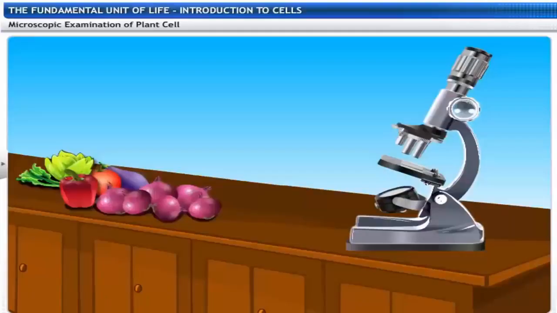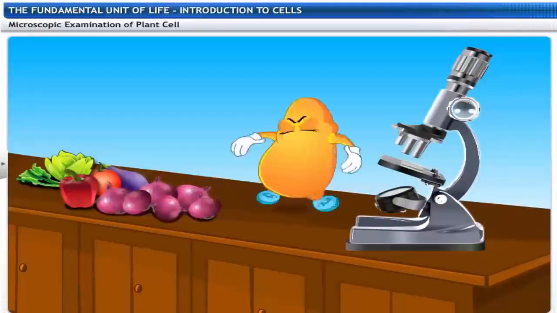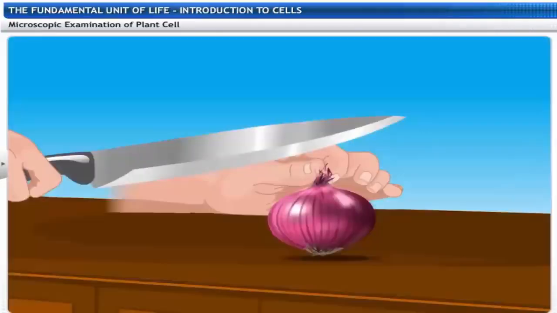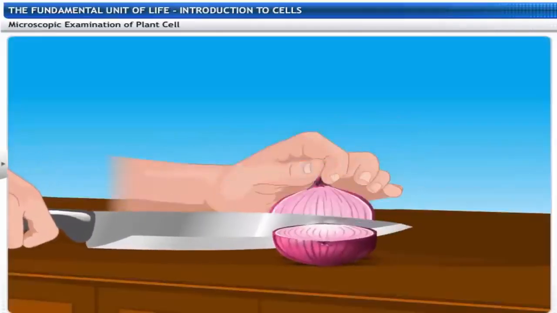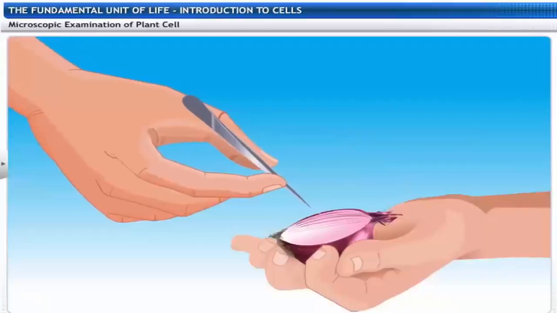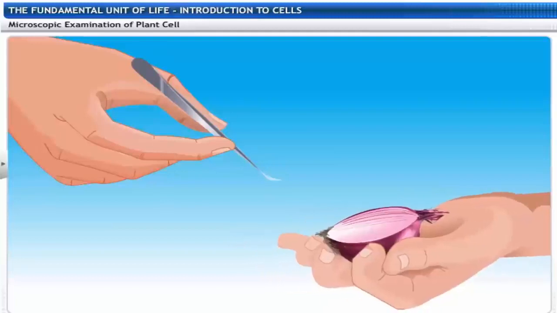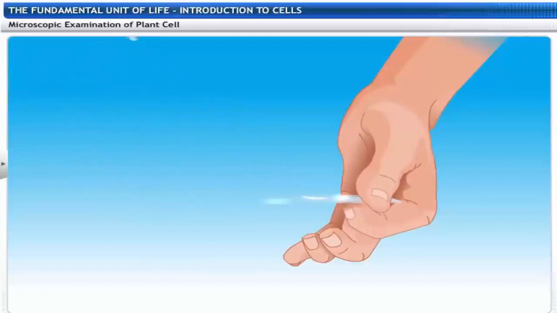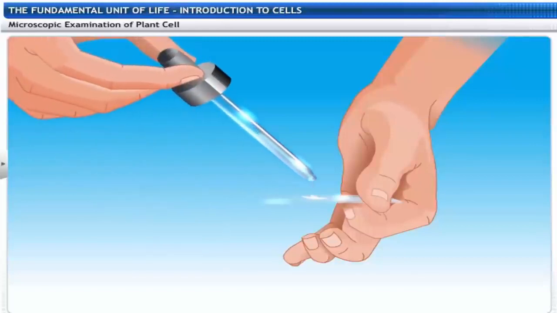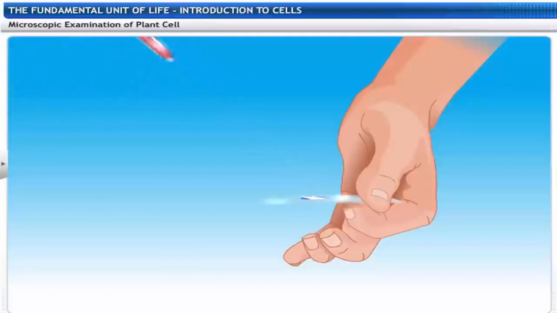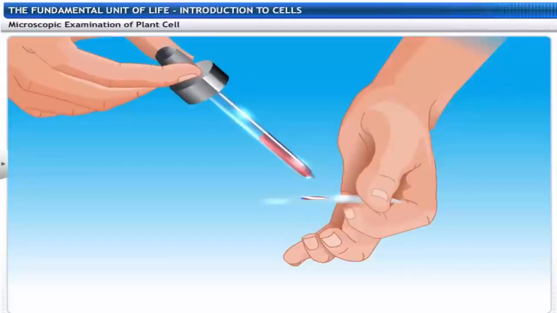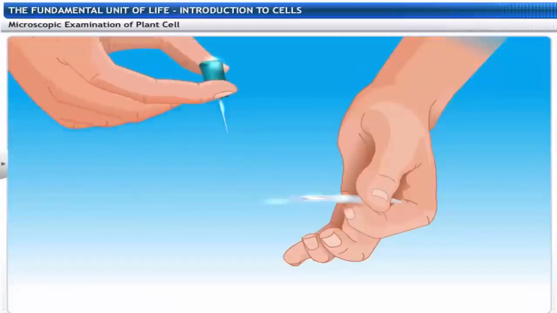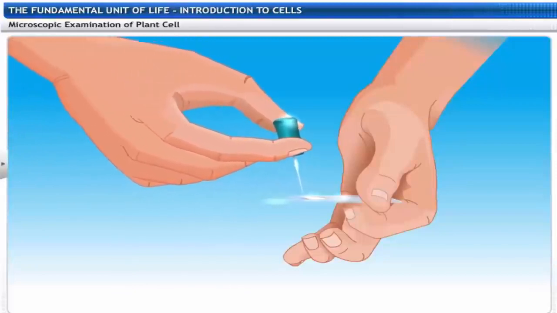Let's do a microscopic examination of a plant cell. Now, this is going to be fun. Here's an onion. We'll begin by cutting it into halves. Peel off the thin inner layer using forceps. Spread the thin peel on the glass slide. Put a drop of water on it. Add a drop of iodine solution to it. Place a cover slip on it. Tap gently with a needle on the cover slip to remove air bubbles.